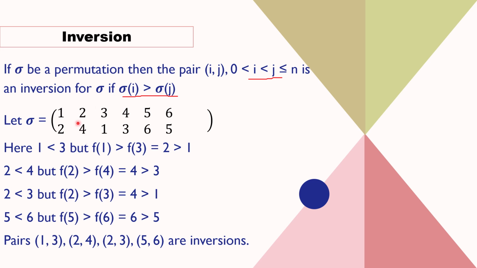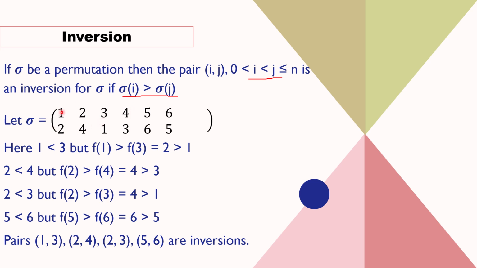Since 1 is i and 2 is j, 1 is less than 2, according to this. But the image of i is less than the image of j, which is not what we need, because the image of i has to be greater than the image of j. So this cannot be an inversion.